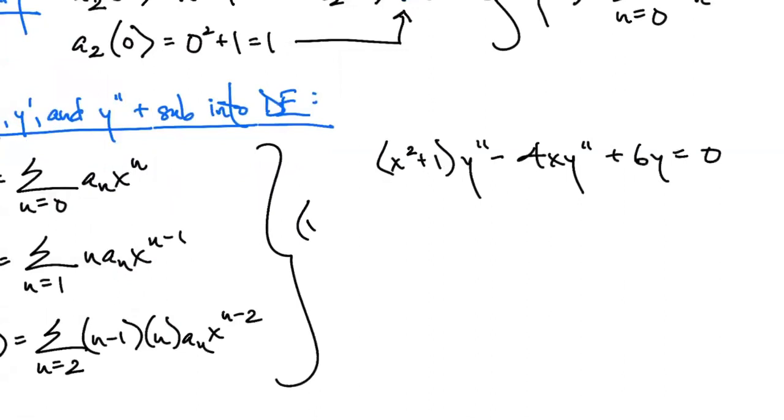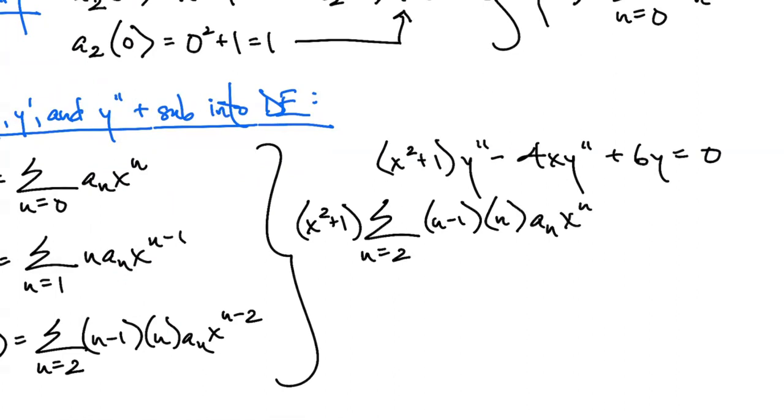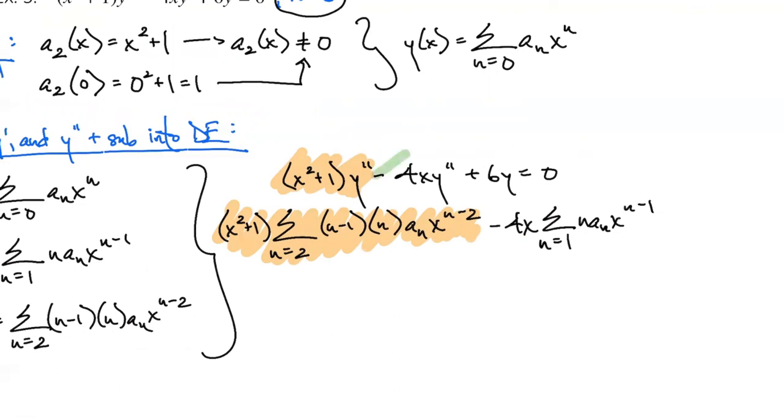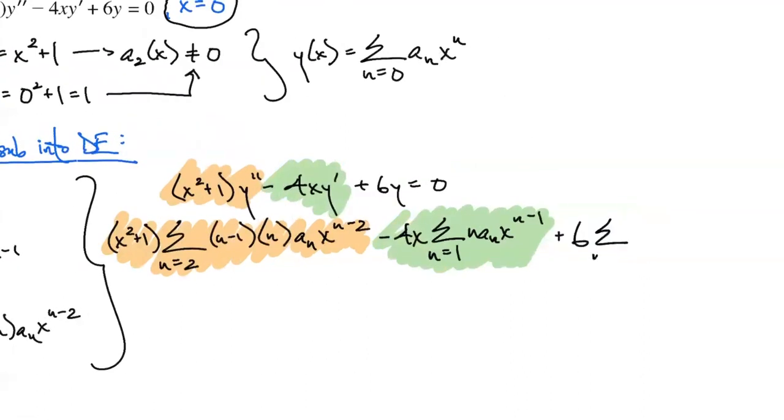Okay. So I'm going to have x squared plus 1 times the sum from n equals 2 of n minus 1 a sub n x to the n minus 2. All right, so we've only used 2 colors up until now, but looks like we're going to have to add a third one, that this becomes this minus 4x, the sum from n equals 1 of a sub n x to the n minus 1. So that should be a single prime. That is equivalent to that. Plus 6, the sum from n equals 0 of a sub n x to the n, equals 0.